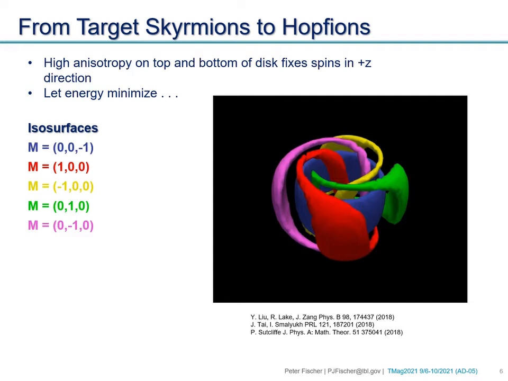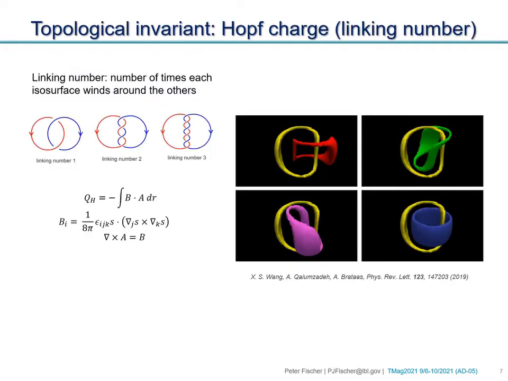Now, coming back to the topological invariant, the Hopf charge, this is the linking number, and this is from the paper by Anna Bratash and others that also use this here. As I showed before, linking number 1 means the isosurfaces wind 1 time around each other. Linking number 2 means 2 times, linking number 3, and so on and so forth. Again, the description is mathematically shown down here.